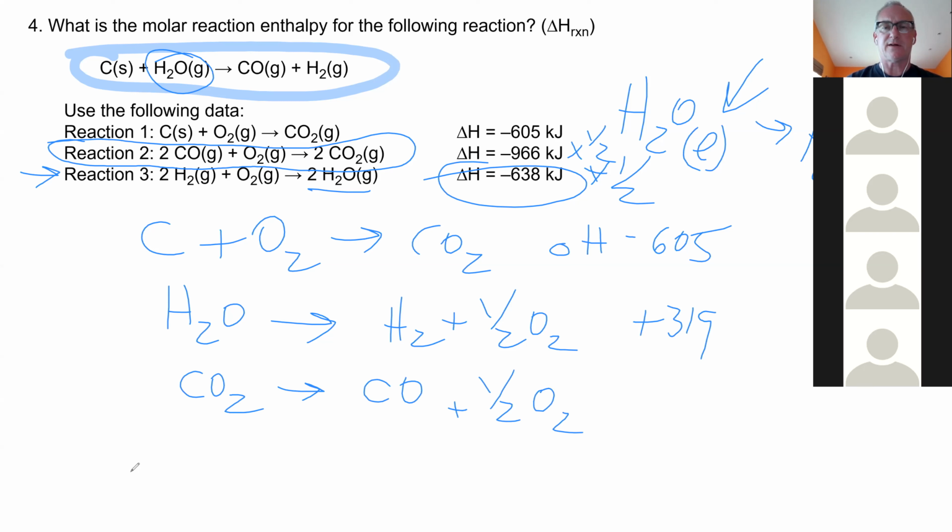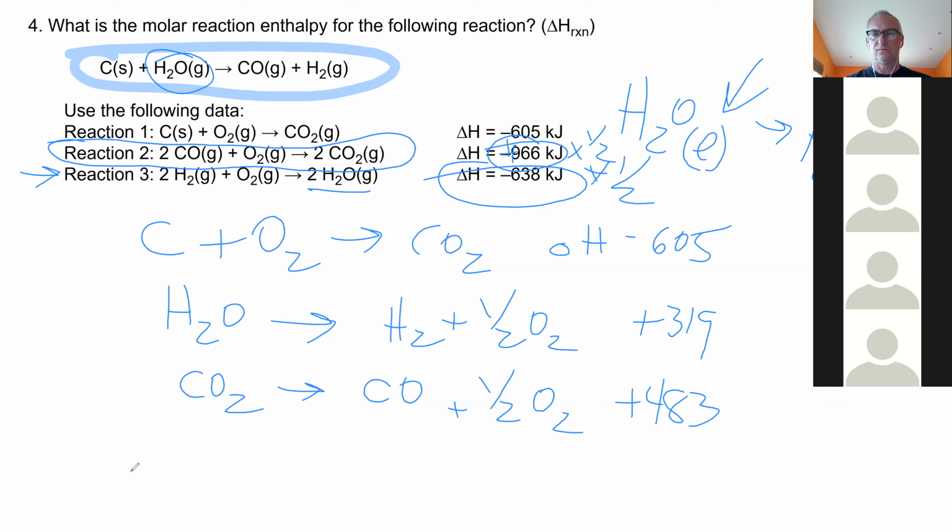And what's going to be my delta H this time? 966. Nope. Negative 966. Nope. 483. There you go. Yeah, because we're changing the sign because I flipped the reaction. So now it's a plus. But I also multiplied it by 1/2, so it's going to be half of that. So it's going to be plus 483.